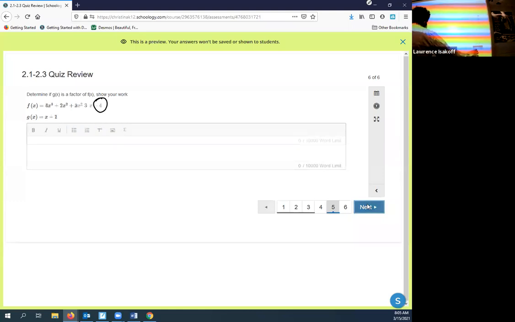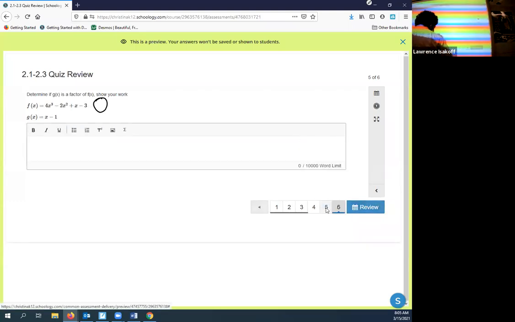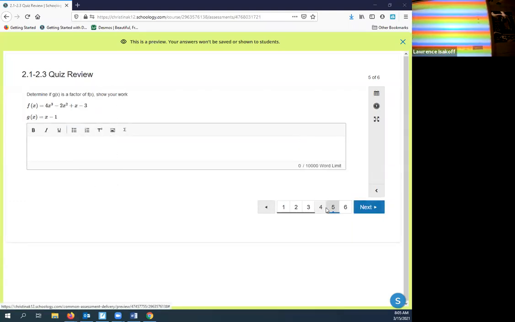Okay, good. I added it to 5 and 6. I just missed that on number 4. I will fix that on your test to make sure that you can upload an image there. This one, we're seeing if it's a factor. I could do synthetic division just like I did on the last one.